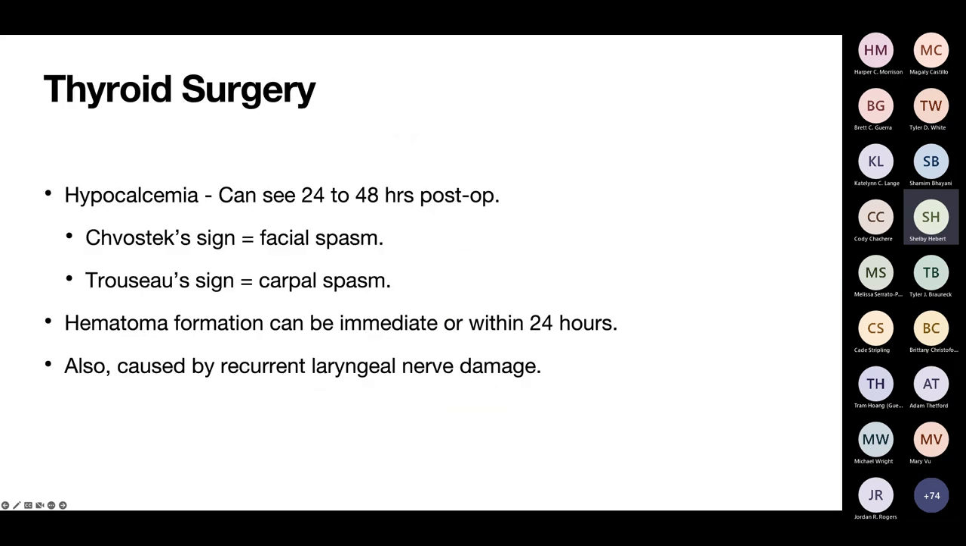So concerns for us, obviously we worry about bleeding, but the other thing you'll see is that post-procedure, generally within the first 24 to 48 hours, these patients will develop hypocalcemia, maybe indicated either by Chvostek's sign with a facial spasm or Trousseau's sign with the carpal spasm. Hematoma formation usually is going to be immediate, but it could occur within 24 hours. I had a patient I did a thyroid on a year and a half ago or so.